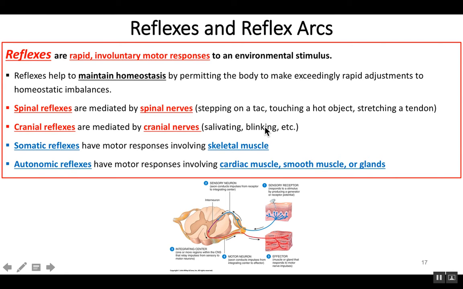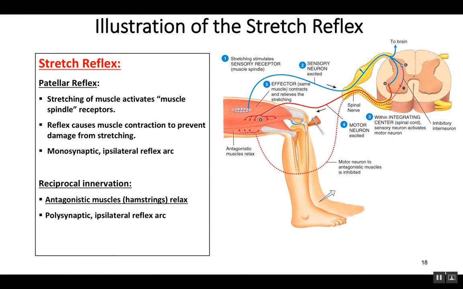Blinking is a skeletal muscle response. So it's a cranial somatic reflex. Stepping on a tack is a spinal somatic reflex. So we often use these combinations to help characterize the reflex. Here's an example of a reflex arc. Painful stimulus, sensory transmission, motor output, effector being a skeletal muscle to remove that area of the body from this painful stimulus.